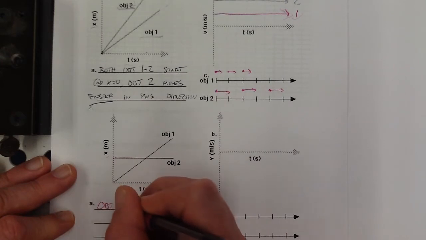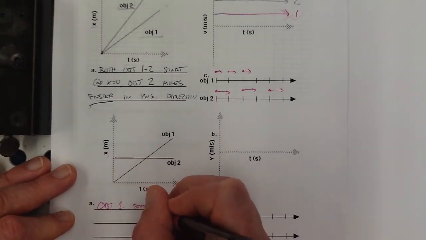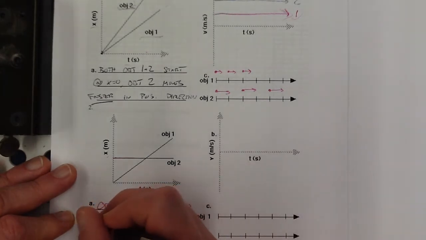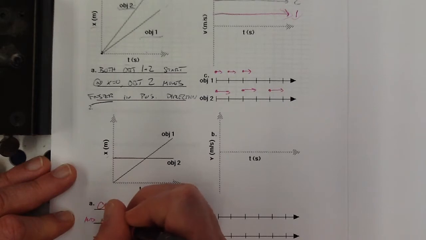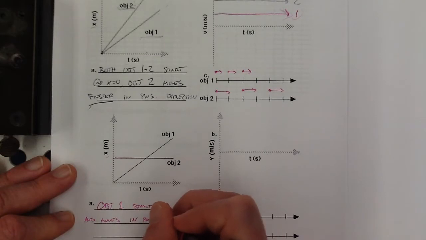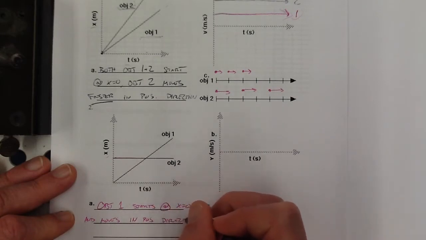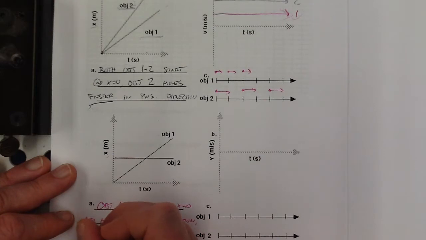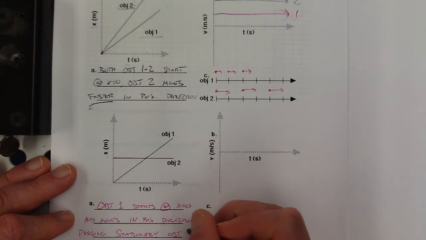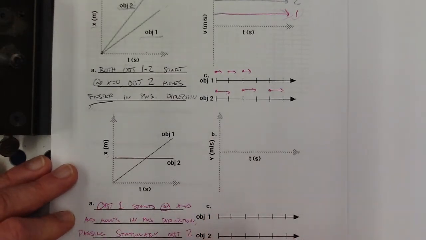You could just say object 1 starts at position 0 and moves in the positive direction, eventually passing the stationary, which means not moving, object 2. Something like that. Again, you don't have to say exactly those words. Something to get at: object 2 is not moving.